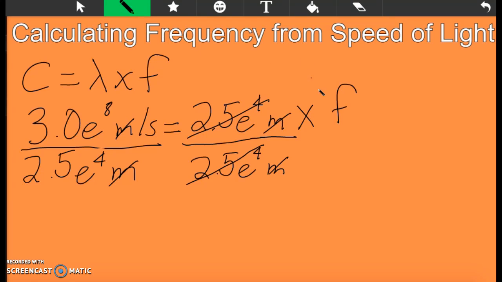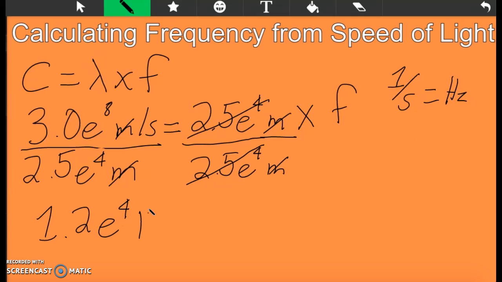Okay, take a few seconds, solve this one. I'm going to pause it. It's been a few seconds. You plug this into your calculator, you end up with 1.2 e to the 4th. And then our unit is 1 over 1 second, which from earlier, you should remember 1 over 1 second equals 1 hertz. So our unit for frequency, hertz. So in this case, our frequency works out to 1.2 e to the 4th hertz.